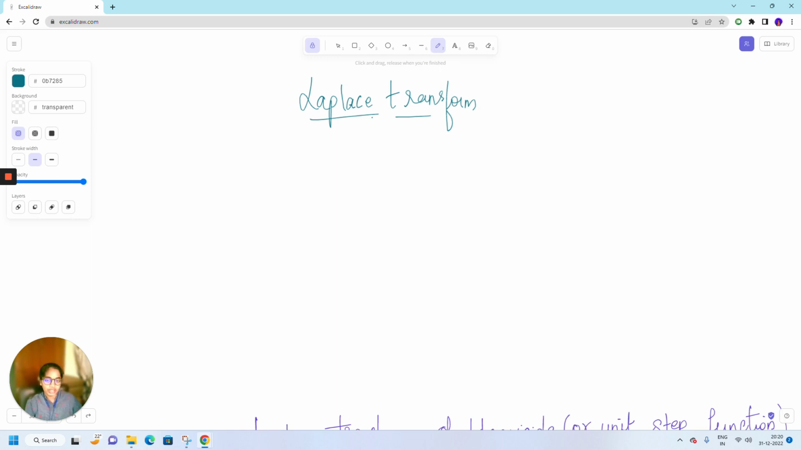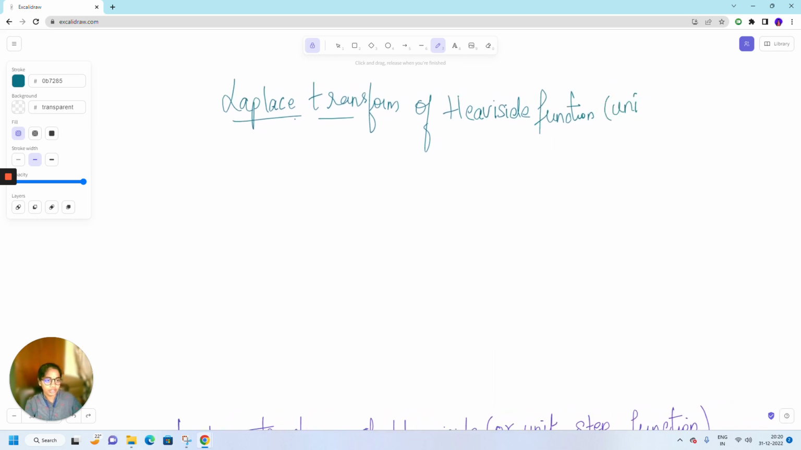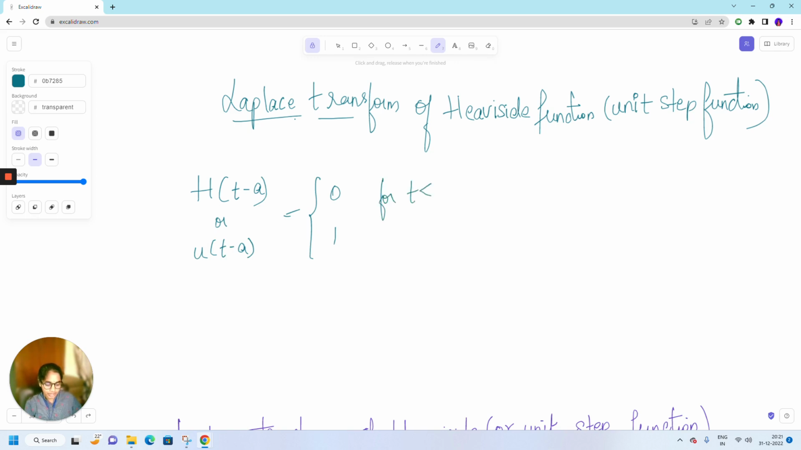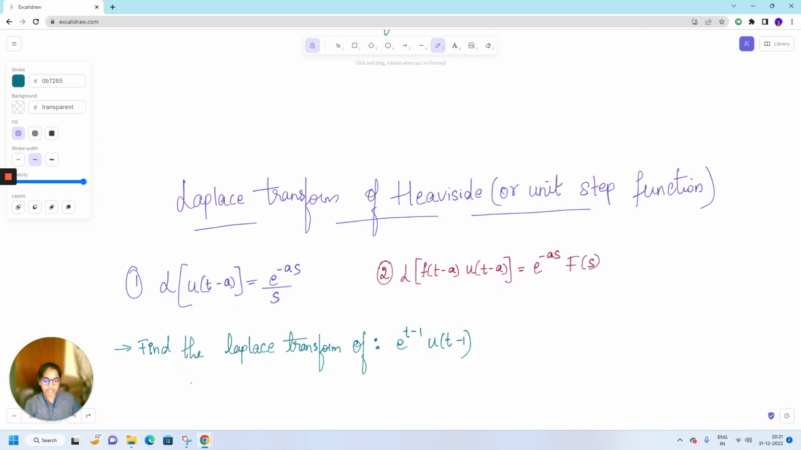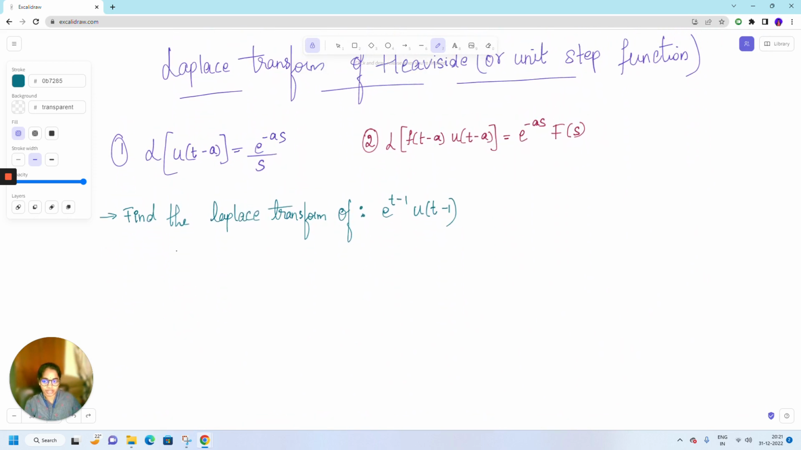So in this lecture let us study Laplace transform of the Heaviside function, or we also call it the unit step function. We denote this unit step function or Heaviside function with h of t minus a or u of t minus a. This is equal to 0 for t less than a and 1 for t greater than a. Let us solve a problem on this. These are the two basic formulas of this.